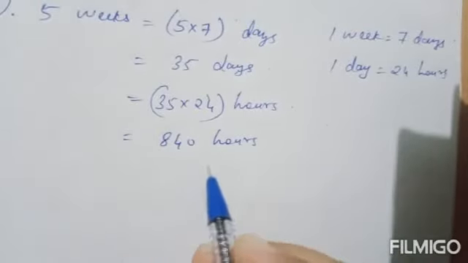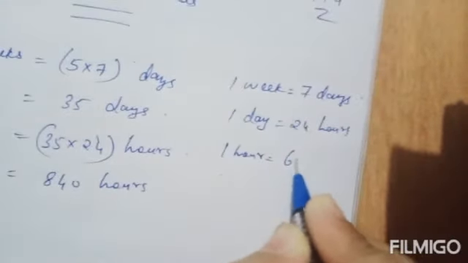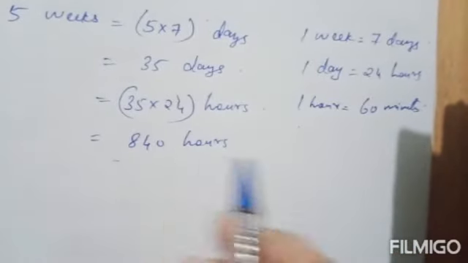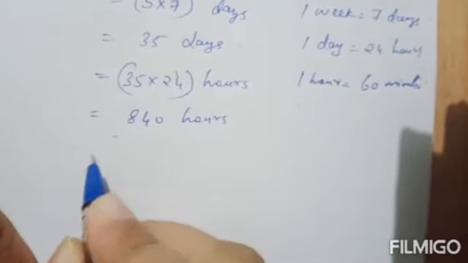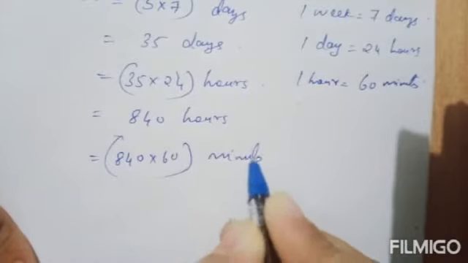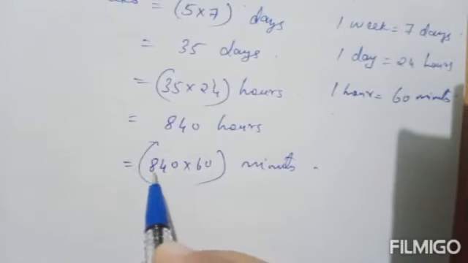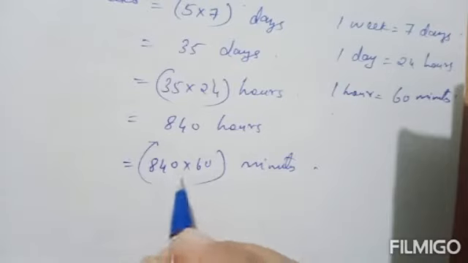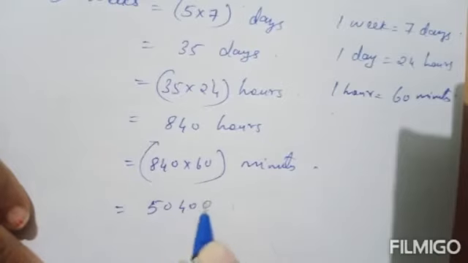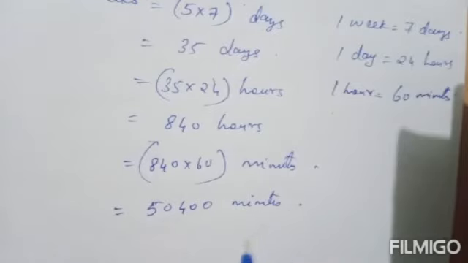Okay, now these hours we can convert to minutes. We know the relation 1 hour equal to 60 minutes. So how can we convert 840 hours to minutes? Just multiply by 60. So 840 into 60 minutes. 840 into 60, you will get 50,400 minutes. Okay, now these minutes we can convert to seconds.